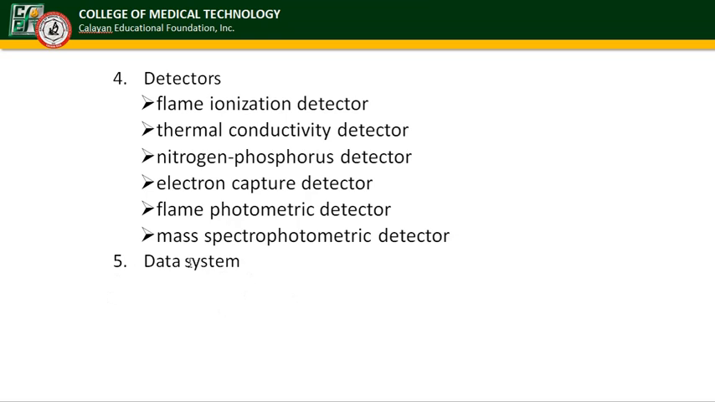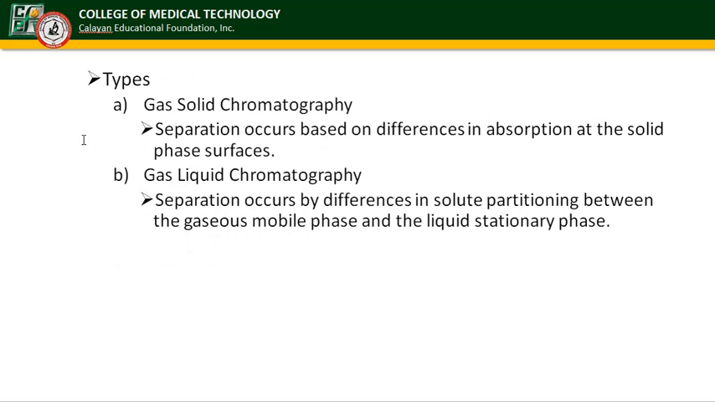Last is the data system. Dito na nagko-convert yung nababasa nating electric charges from the detector. Kasi from detector, saka siya ipapasa sa data system. Then yung data system yung mag-i-interpret ng data, saka niya i-release yung results. So, other types of gas chromatography are either gas solid or gas liquid. Gas solid chromatography separation occurs based on differences in adsorption at a solid phase. Gas liquid occurs through differences in solute partitioning between the gaseous mobile phase and the liquid stationary phase.